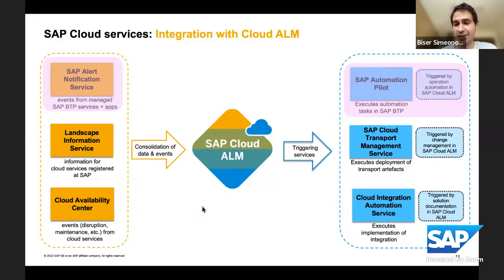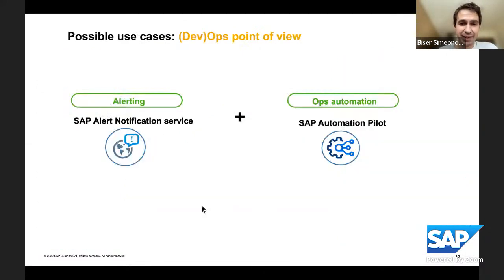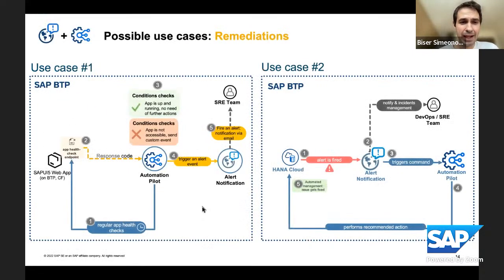So really, it is a good option to explore a use case where you have Cloud ALM, a central ops platform, integrated with the Alert Notification and the Automation Pilot. So yeah, let's deep dive into possible use cases for the Alert Notification and the Automation Pilot. For that demonstration, I have prepared 2 use cases, and we're gonna go through those quickly. So just let me explain the first use case.